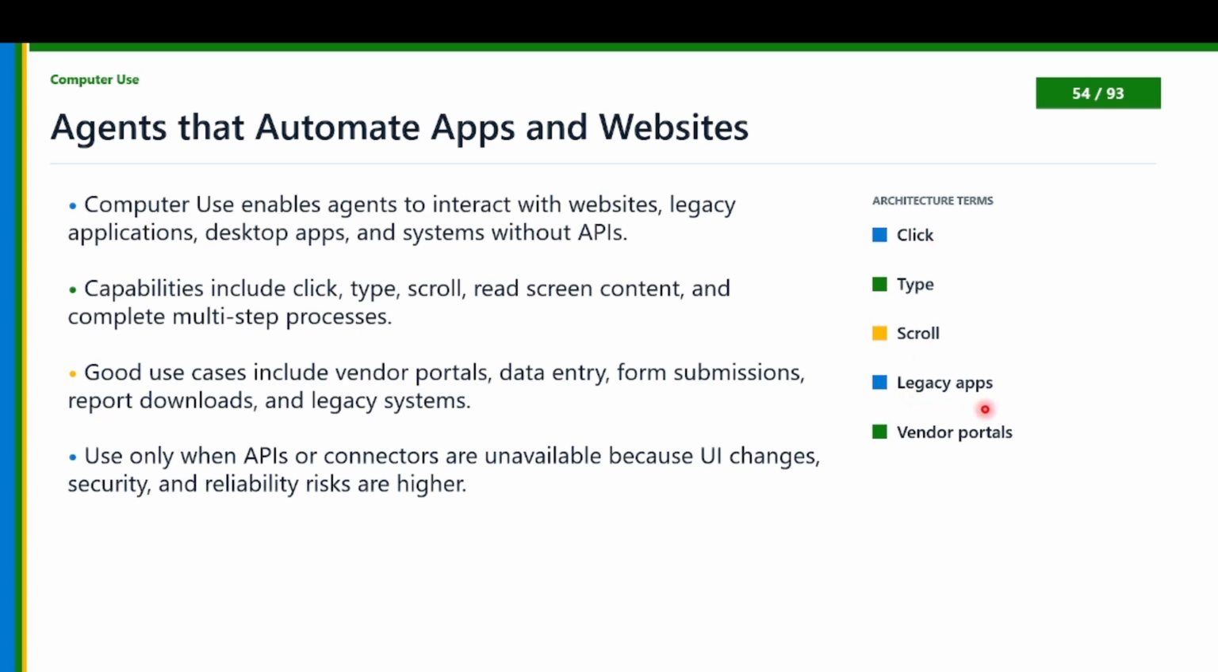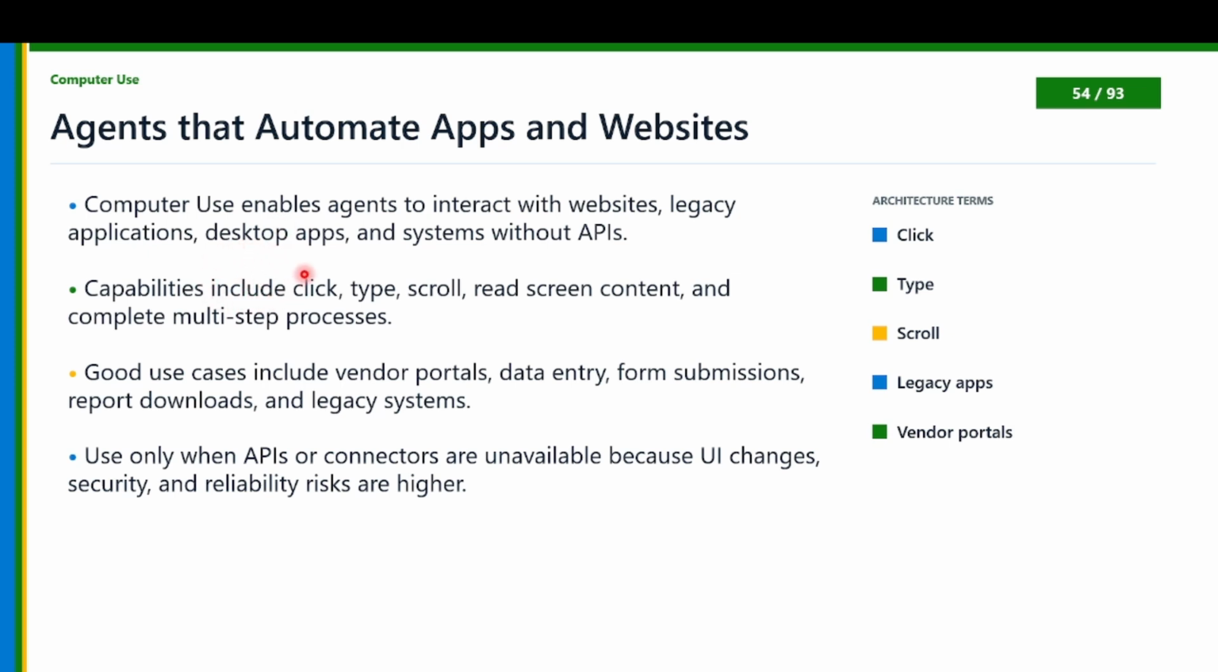Then there's legacy application. You can use computer use to connect to legacy applications that are deployed on-prem, not on cloud. Then we have vendor portals. Computer use also allows you to connect to on-prem vendor portals like ERP systems. You can use computer use to connect to SAP applications that are operating on-prem. These are terms you should understand under the architecture and in designing for computer use.